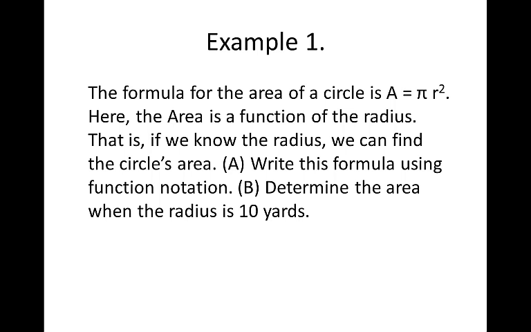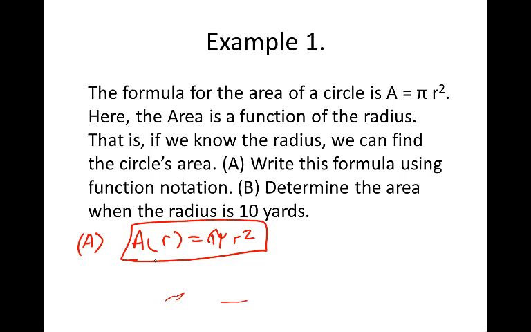So let's look at the first example here. The formula for the area of a circle is pi r squared. So here the area is a function of the radius. But we want to write this in function notation. That's part A. So it would be A of r equals pi r squared. That's it. I've just used function notation. This is read A of r, or area as a function of its radius. What about B?